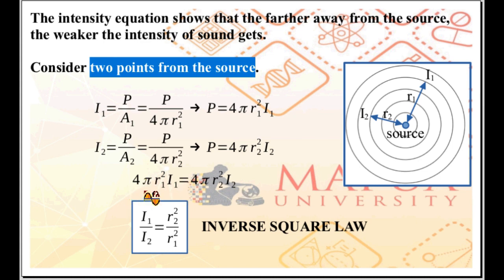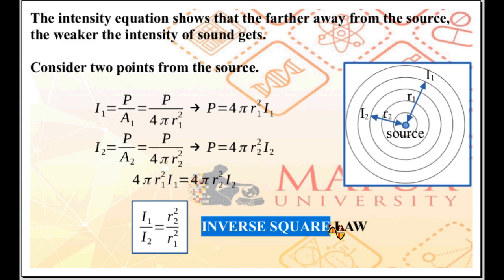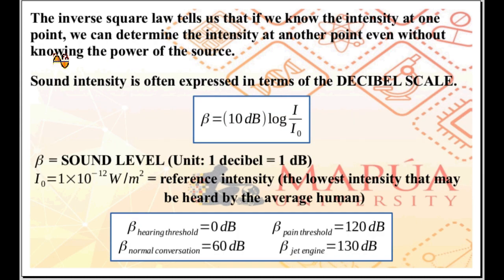Canceling out 4 and pi, and rearranging, we get the following equation. I1 over I2 is equal to R2 squared over R1 squared. This equation is known as the inverse square law. The inverse square law tells us that if we know the intensity at one point, we can determine the intensity at another point even without knowing the power of the source.